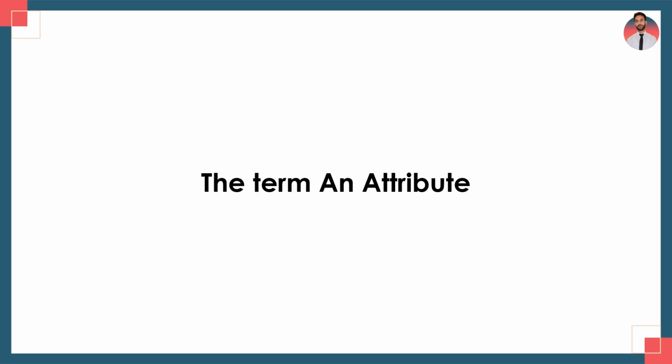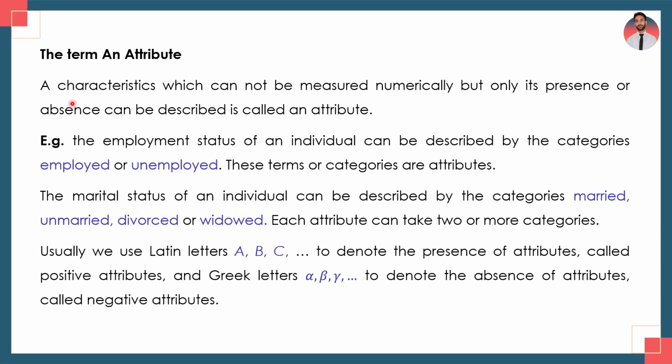In the introduction of this chapter, I will discuss the first term, an attribute. Attributes are characteristics which cannot be measured numerically, but only their presence or absence can be described. For example, the employment status of an individual can be described by the categories employed or unemployed. These terms or categories are called attributes.